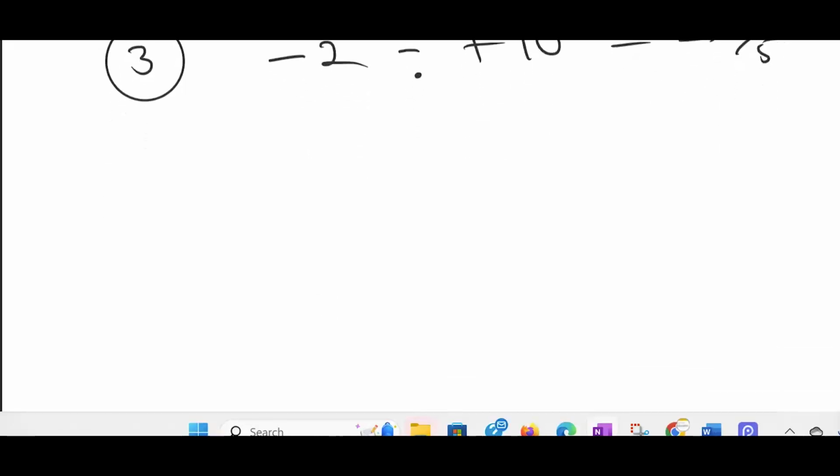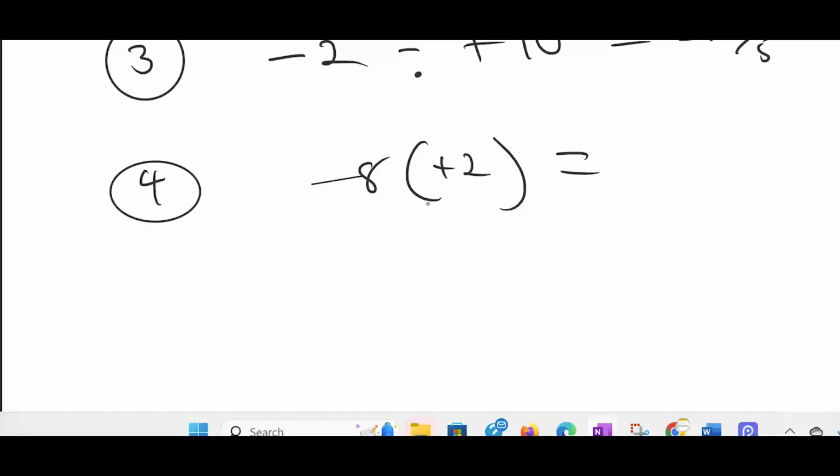Let's say you have something like this as well. Another example: you have minus 8 into brackets positive 2. In this case, how do you do this? The first thing is to combine the signs, because earlier in this lesson I told you that anytime you have two different signs, one inside the bracket and one outside the bracket, or when two signs are separated by either multiplication or division, or when they are placed side by side, that tells you that you have to combine the signs.